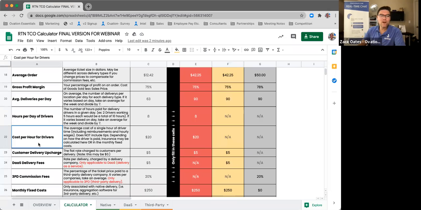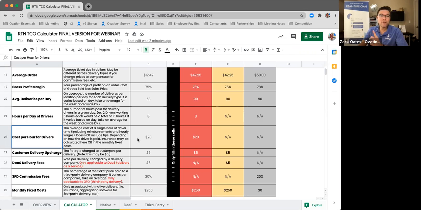And then going along with what Ryan was saying, the cost per hour per driver is where you calculate that. And again, that's the cost of a single hour of a driver's time. So if you have 2 drivers and they're each getting paid $20 an hour, you would put $20 an hour here, and the fact that you had 2 drivers working for that 1 hour, you would factor that in the column above that.